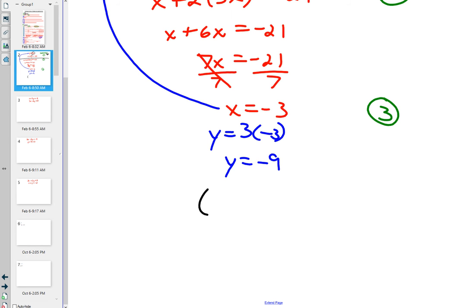So keep that in mind because here, since any variable could be by itself first, you might end up solving for y first, and then you solve for x. But don't write -9, -3, put it in alphabetical order. -3, -9.